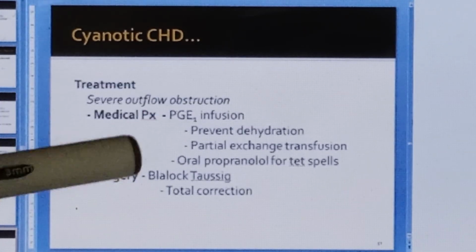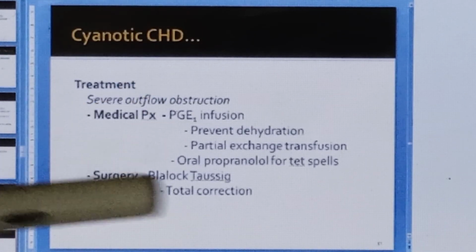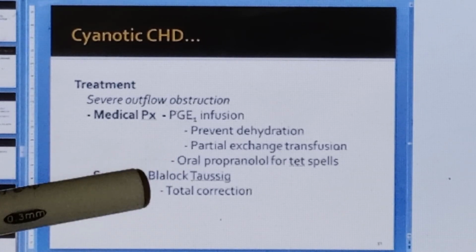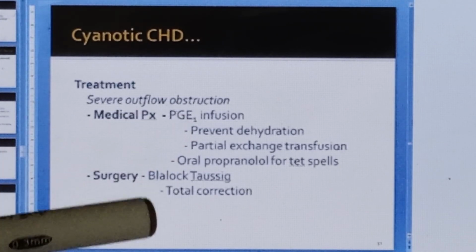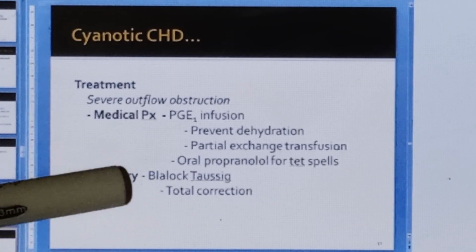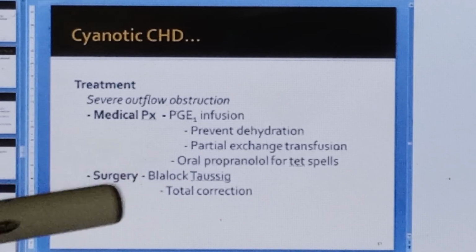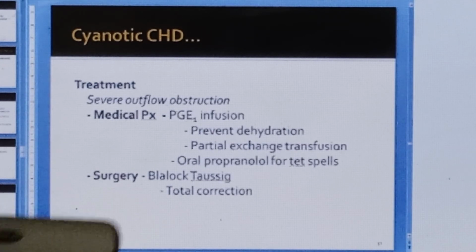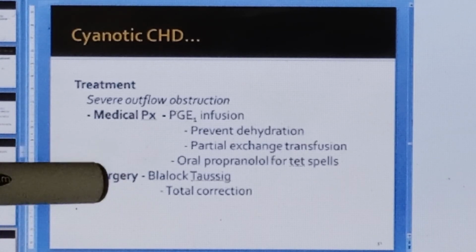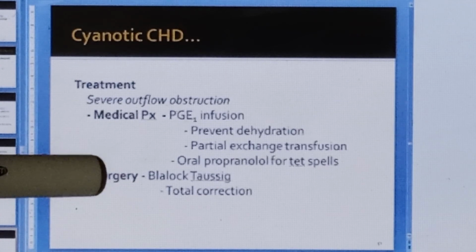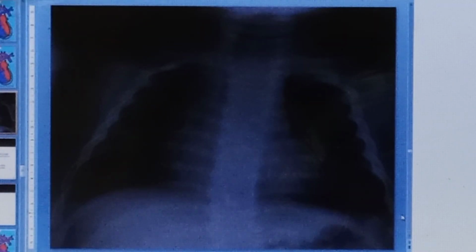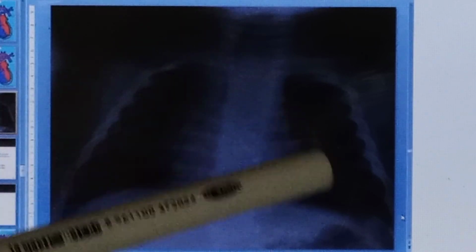For the complete correction, a total correction must be done in these patients before school going age, that is correction of the ventricular septal defect and opening of the infundibular or the pulmonary stenosis. So it leads to increased oxygen in the blood, so there is more function of the pulmonary circulation, which leads to oxygenation of blood.